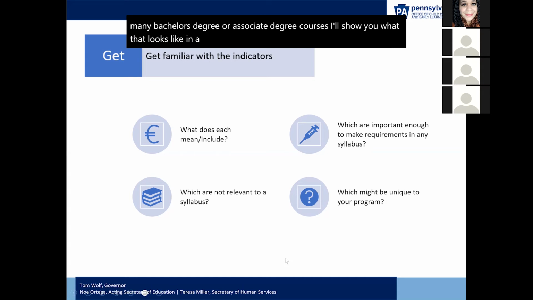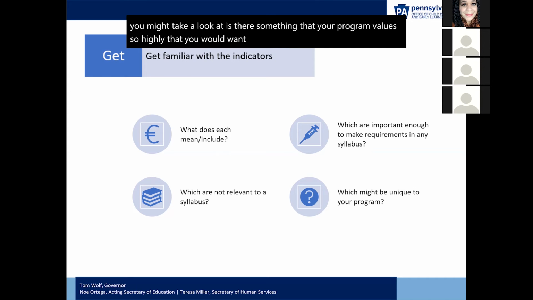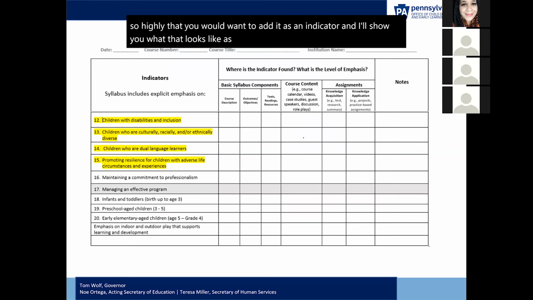And then finally, one of the things that you might take a look at is, is there something that your program values so highly that you would want to add it as an indicator? And I'll show you what that looks like as well. So here is page 2 of the rubric. And this displays in a way how you might do the things that I just mentioned.